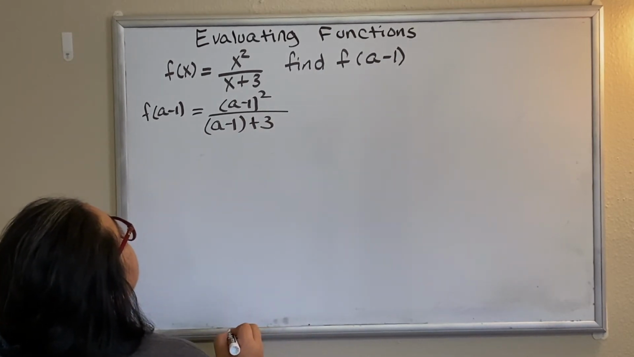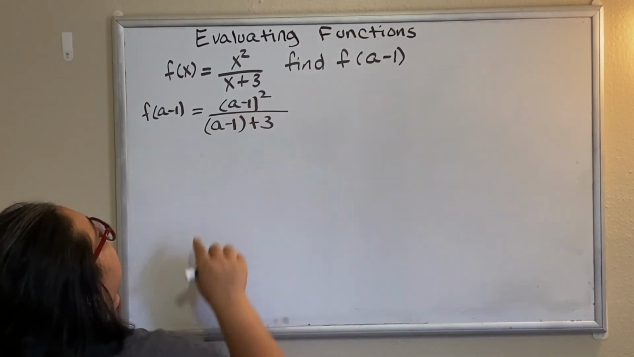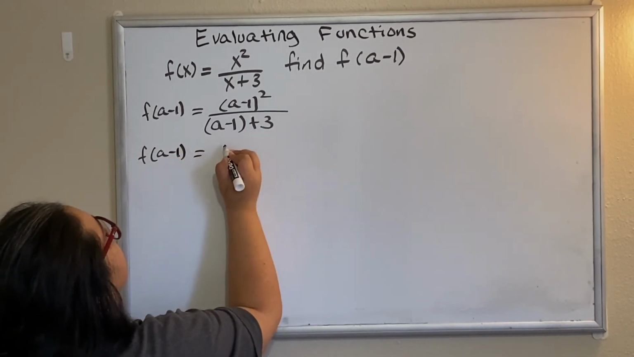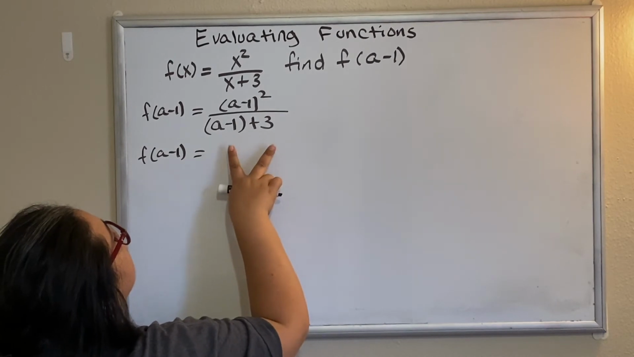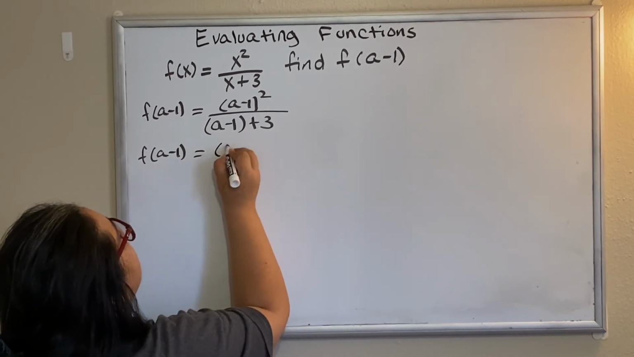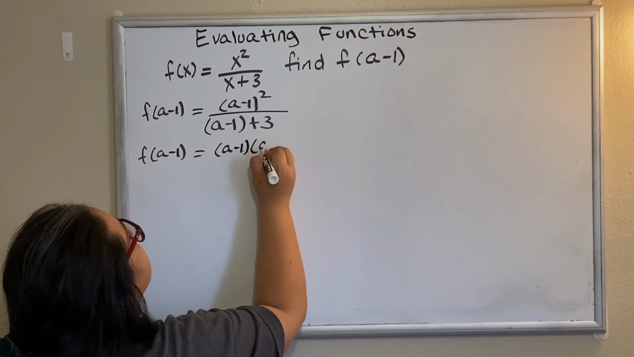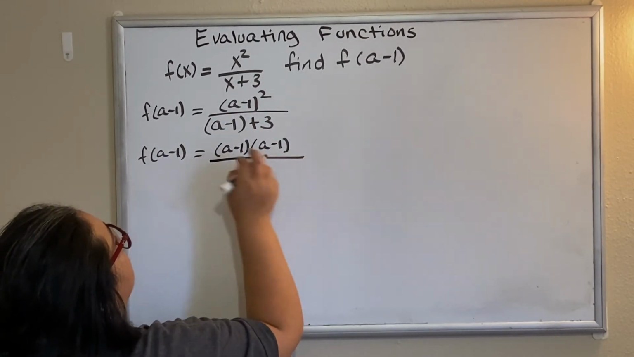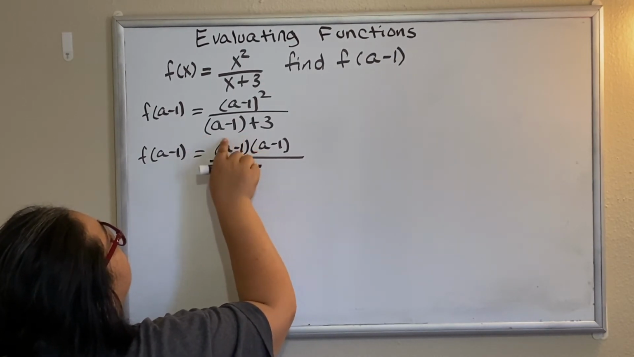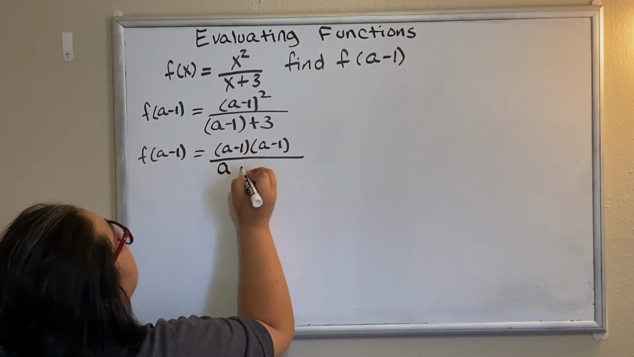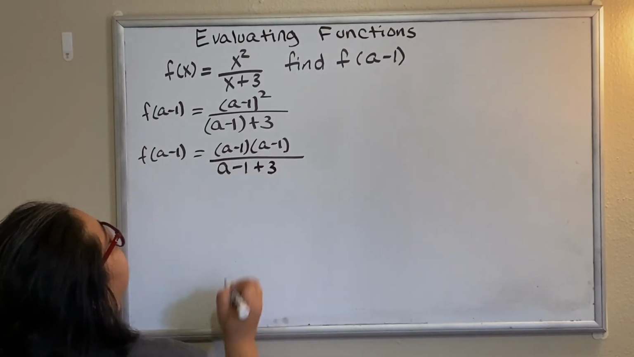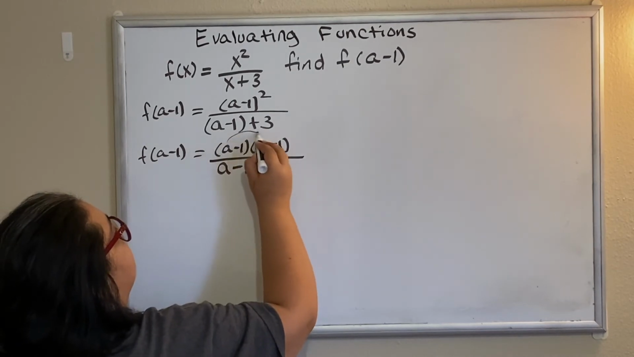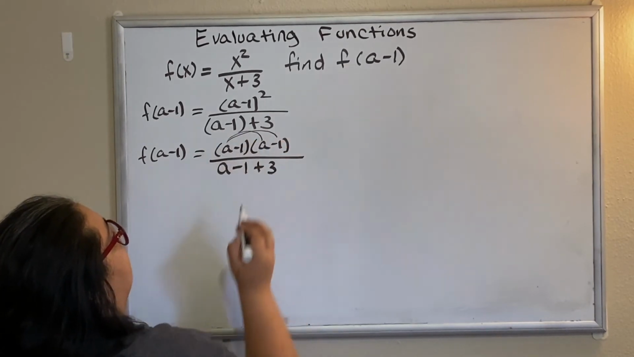So now we need to simplify. In the numerator, I have a square. So we're going to say f of a minus 1 equals, and we're going to expand it into two different multiplications. So we're going to say a minus 1 times a minus 1. That's what a minus 1 squared means. Now in the denominator, nothing's really happening around the parentheses, so we don't really need the parentheses. We can say a minus 1 plus 3. Now in the numerator, we're going to have to distribute. We're going to distribute a to a and a to negative 1.